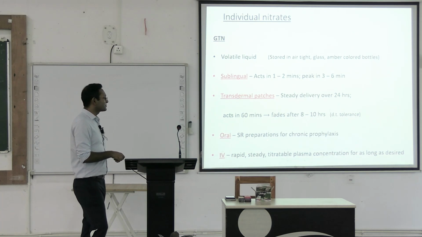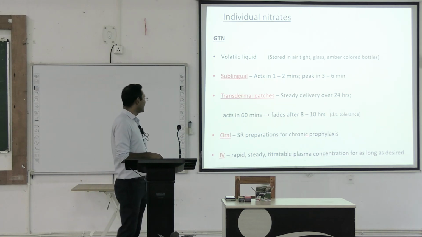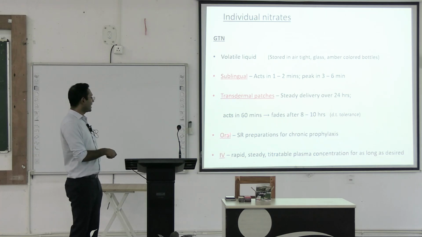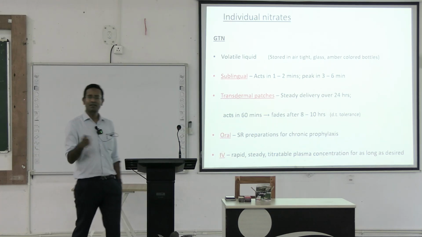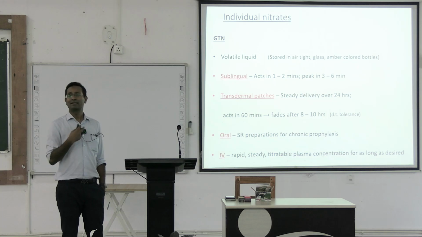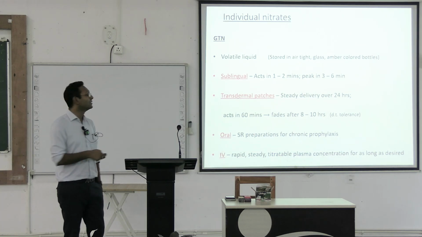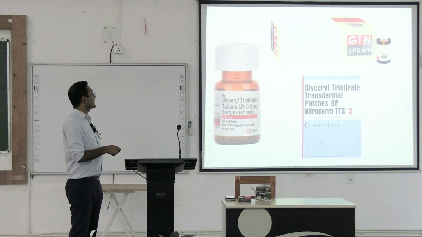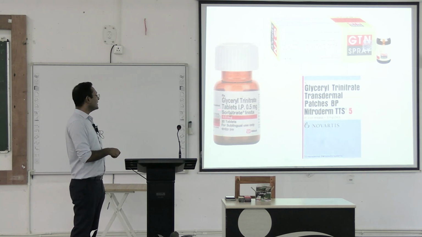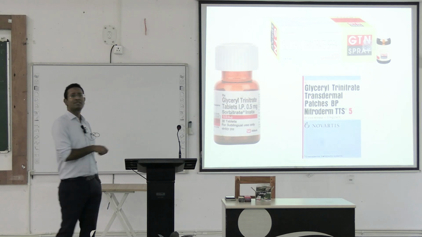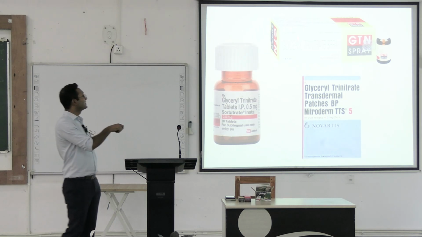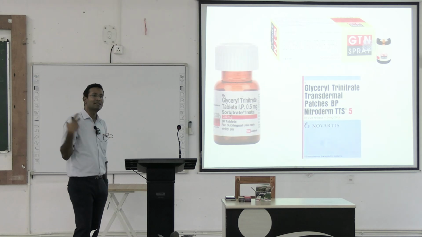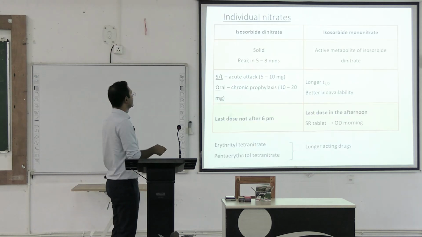Oral sustained release preparations are given for chronic prophylaxis. IV is used generally for unstable angina or an MI, giving a rapid, steady, titratable plasma concentration for as long as desired, when there is an angina attack not relieved with sublingual tablets. Now, a few examples of GTN that are available in the market. This is GTN tablets for sublingual use. This is a GTN spray, again for sublingual use. And GTN transdermal patches, which are skin patches.